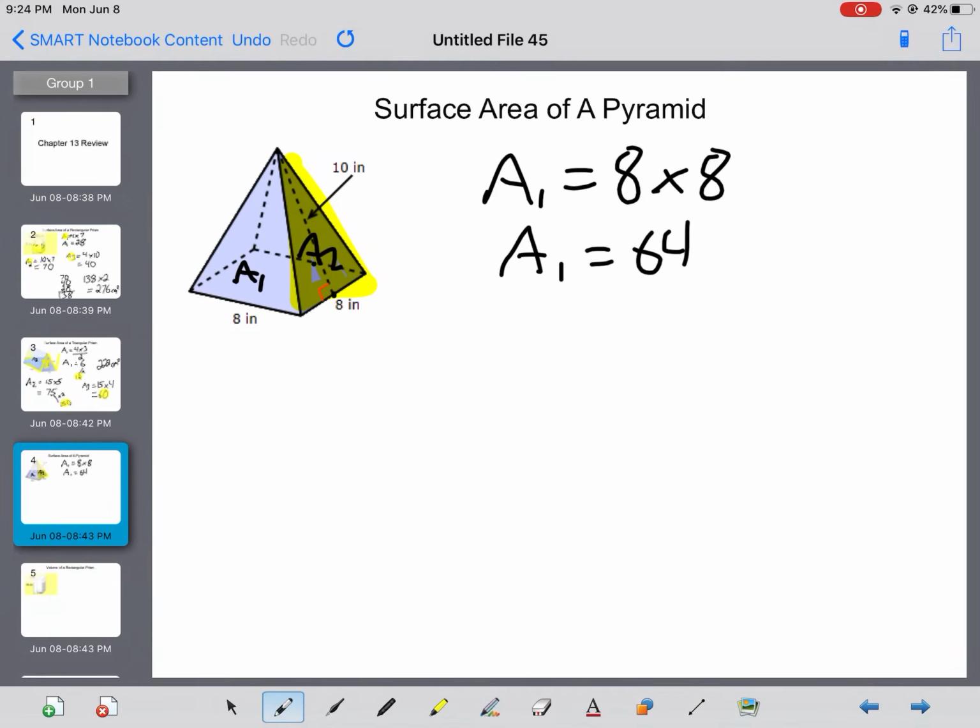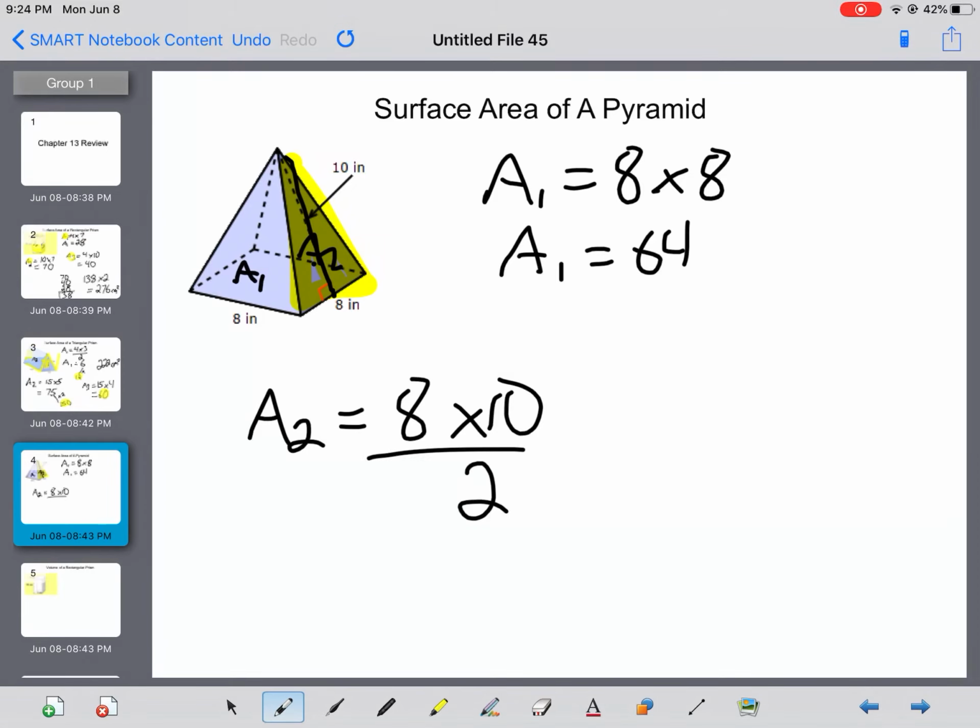We'll call that area 2 because the slant height goes from the bottom of the triangle to the top of the pyramid, but it's not actually inside the pyramid. So I get 8 times 10 divided by 2. So I would get that area is 40.